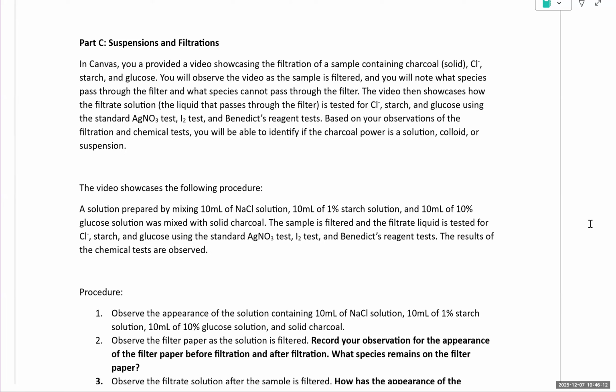The video then showcases how the filtrate solution, which is the liquid that passes through the filter, is tested for chloride, starch, and glucose using the standard silver nitrate test, iodine test, and Benedict's reagent test. Based on your observations of the filtration and chemical tests, you'll be able to identify if charcoal powder is a solution, colloid, or suspension.